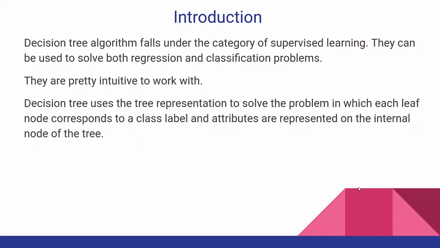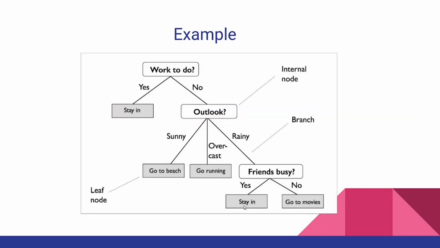Introduction. The decision tree algorithm falls under the category of supervised learning. It can be used to solve both regression and classification problems. Decision trees are pretty intuitive to work with. A decision tree uses a tree representation to solve the problem, in which leaf nodes correspond to class labels and attributes are represented on the internal nodes of the tree. So our class label is basically the output that we want to get, and the internal nodes are the attributes, or in other words, the questions or the deciding features, which we'll see in the next diagram.